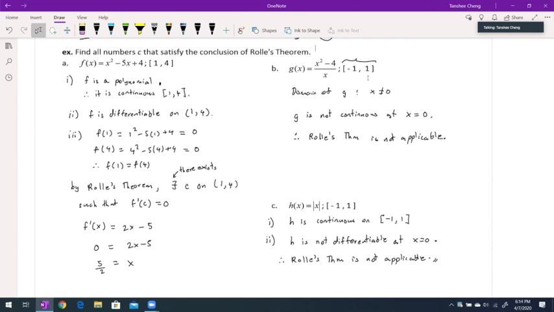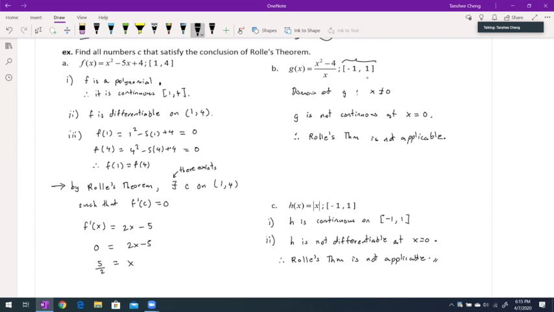So that basically helped me get what? The third criterion met, which is f of 1 equal to f of 4, so the endpoints are equal to each other. Because these three criteria are met, I can say that by Rolle's theorem, there exists a number C on the open interval 1 through 4 such that f prime of C is equal to 0. That means there will be at least one peak in that interval. Okay?